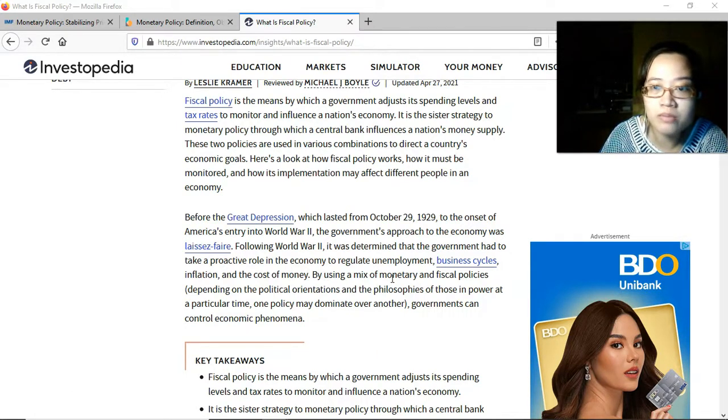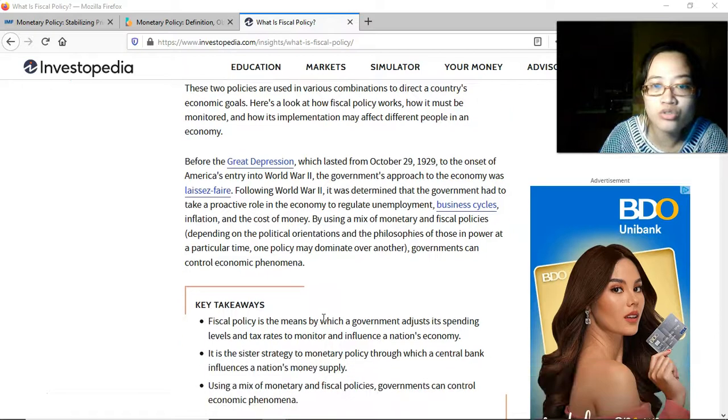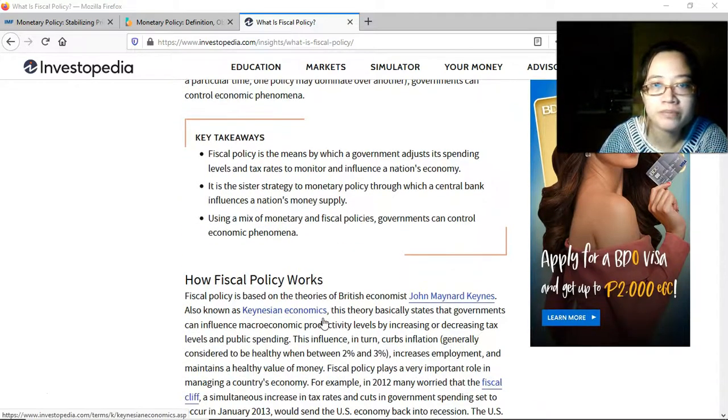By using a mix of monetary and fiscal policies, depending on the political orientations and the philosophies of those in power at a particular time, then one policy may dominate over another. But usually they go hand in hand. Governments can control economic phenomena.